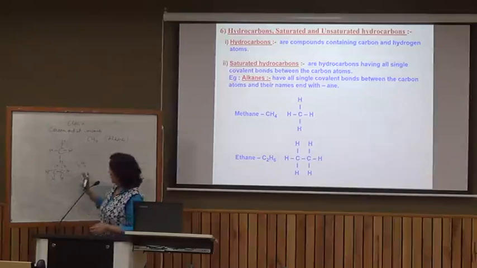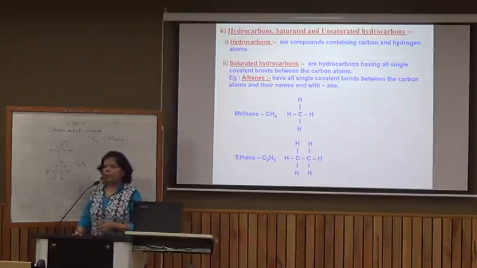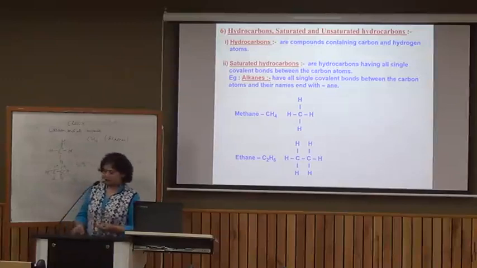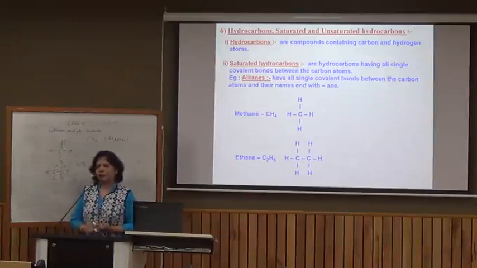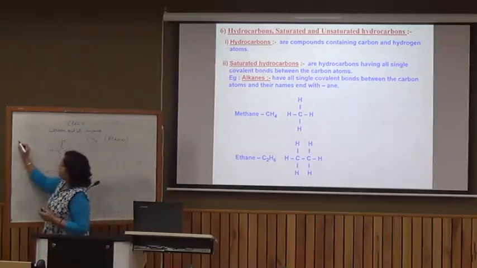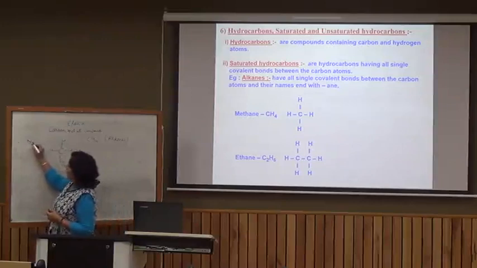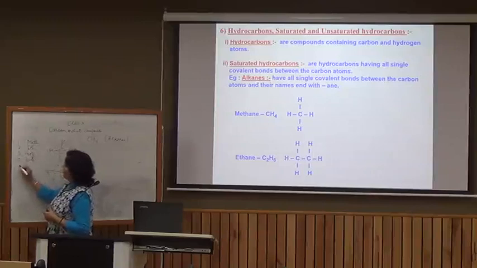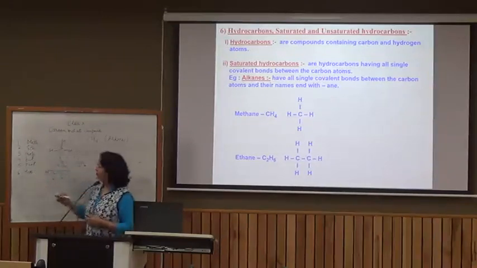Here children, I would like to add how we name these hydrocarbons also. Actually all the hydrocarbons have 2 parts in their name. The first part in the name tells about the number of carbon atoms in the compound. If the number of carbon atoms is 1, then we use the word meth. For 2 we use the word eth. For 3 we use the word prop. For 4 we use the word but. For 5 we use the word pent. For 6, hex, and so on.